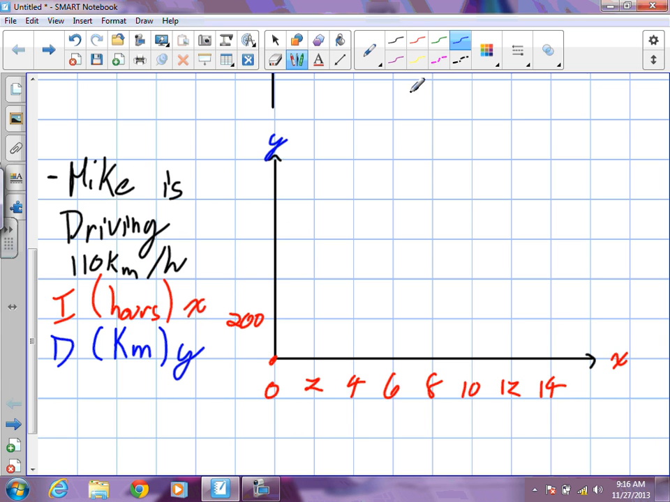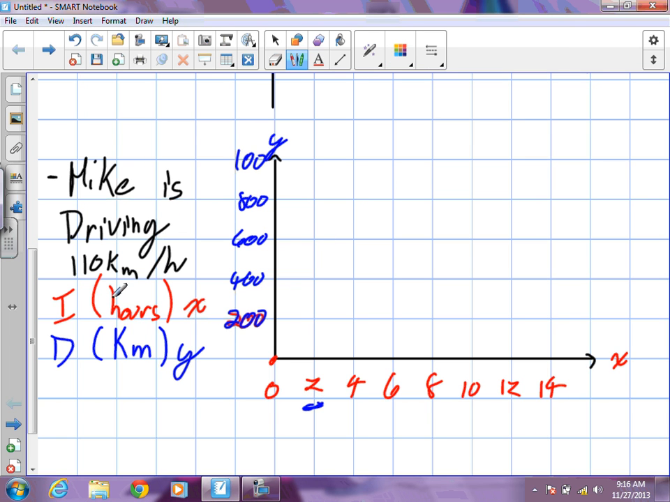And there's going to be a reason we're going up by this much. The reason I've done that is I want you guys to think about this quickly. If you were to go 2, that means he's going how far after 2 hours? 220, okay? If I was going up by hundreds, that would be way up here. By the time we get to 4, we'd be way up here.